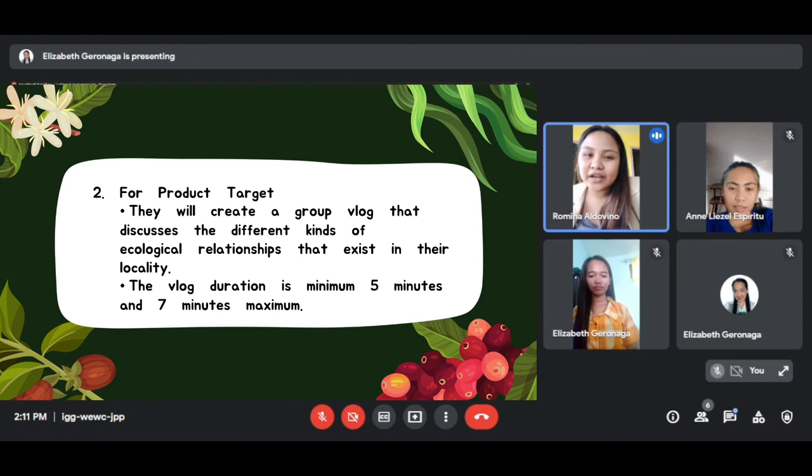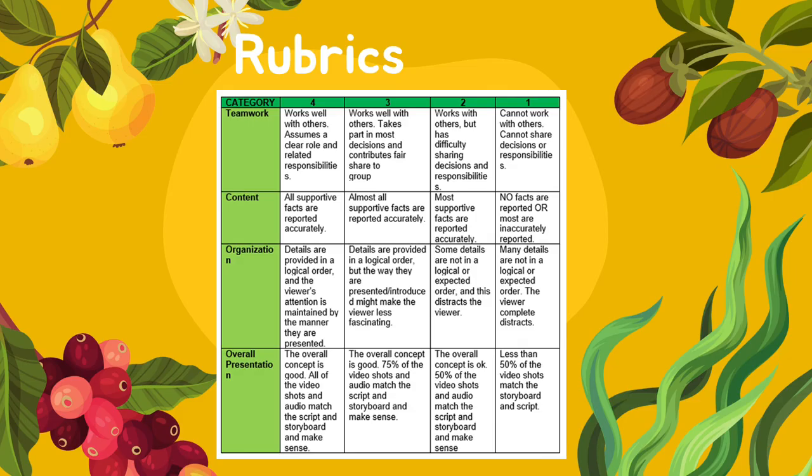Okay, for the product target, you will create a group vlog that discusses the different kinds of ecological relationships that exist in your locality. As I said, that exist in your locality. The vlog duration is a minimum of 5 minutes and 7 minutes maximum. Okay? So here are the rubrics again for the product target.